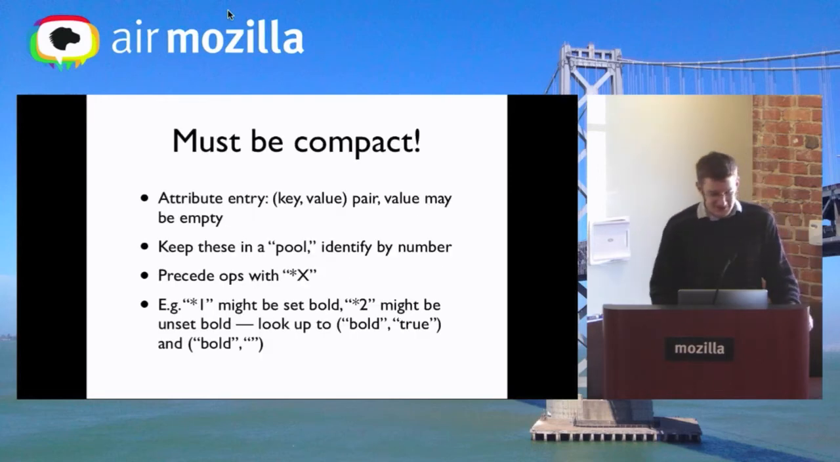To make this really compact, attribute key value pairs are kept in a pool and identified by number. So star 1 might mean set to bold, and star 2 might mean unset the bold property. The way this is implemented is there's a global pool of attributes where 1 maps to bold comma true and 2 maps to bold comma empty string. So these pools of attributes you may have seen in the source code, and in practice you sometimes have to port a string from one pool of attributes to another and do various operations on attribute pools. But the payoff is that your representation is really compact. You don't have bold colon true listed 100 times in your document.